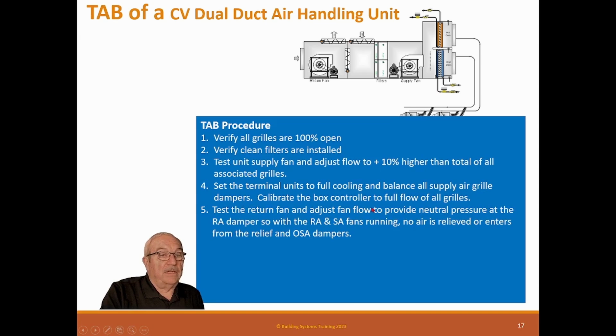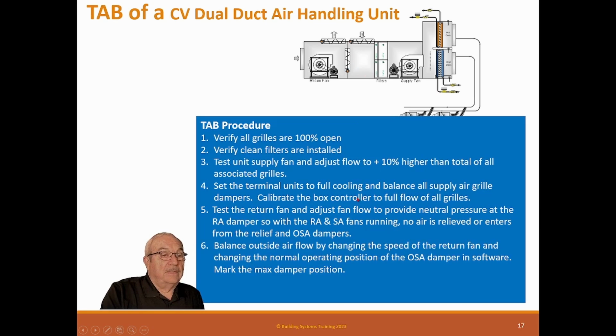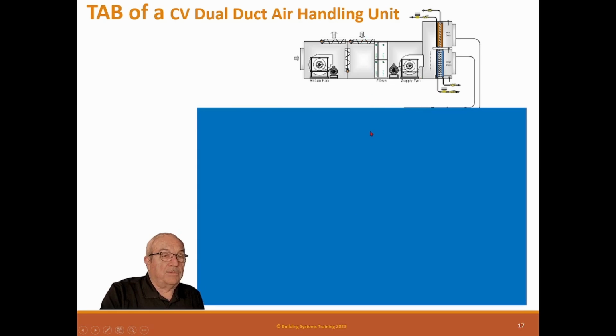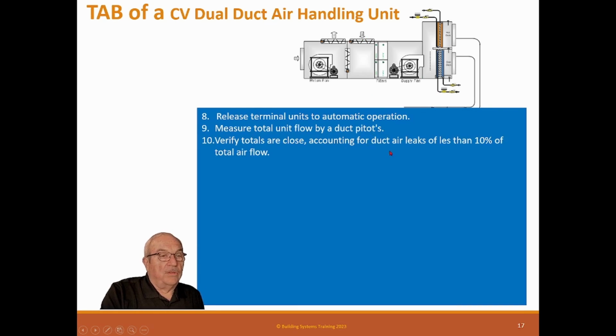Test the return fan and adjust the fan flow to provide neutral pressure at the return damper. Here's our magic happening at the economizer. Balance the outside airflow by changing the speed of the return fan and change the normal operating pressure of the outside air damper in software. So what we're doing again is getting these balanced, so we've got a neutral negative pressure to get our outside air, and then verify the building pressure by adjusting how much outside air we've got coming into the building. Yeah, so you had all the dampers locked in their open position, so now you can't do this.